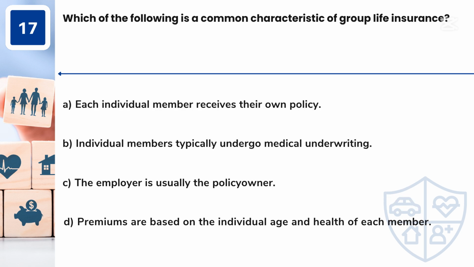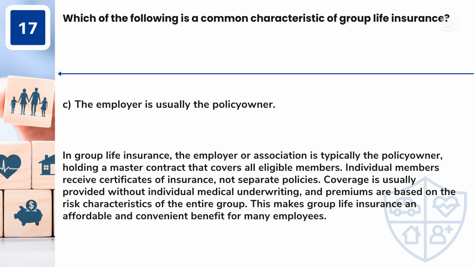Question 17. Which of the following is a common characteristic of group life insurance? A. Each individual member receives their own policy. B. Individual members typically undergo medical underwriting. C. The employer is usually the policy owner. D. Premiums are based on the individual age and health of each member. Answer: C. The employer is usually the policy owner.